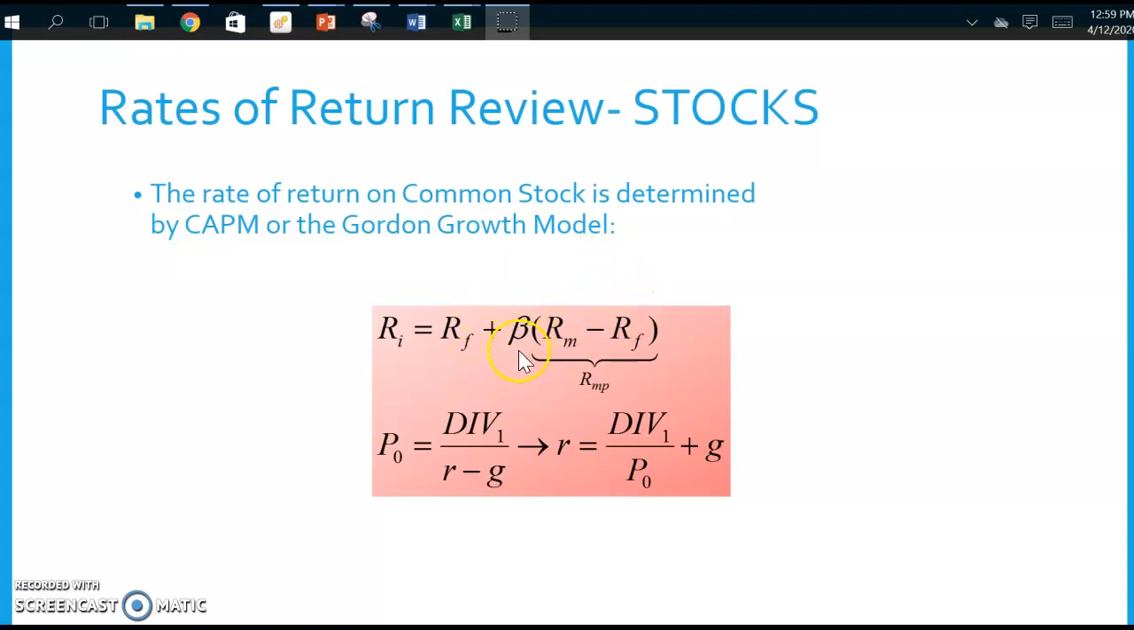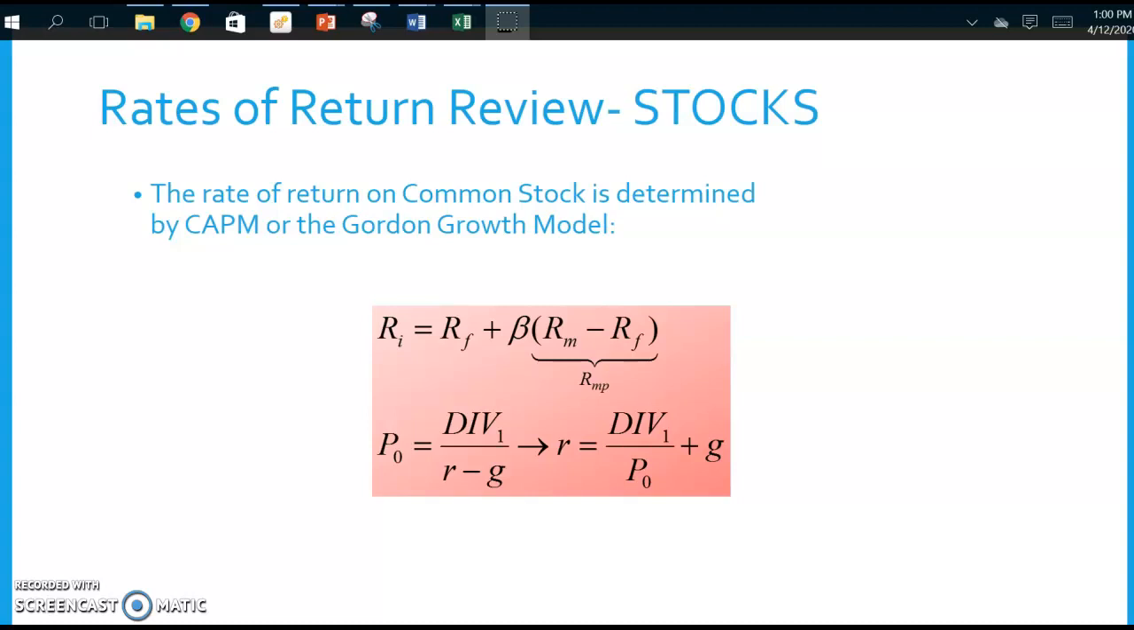The beta is the scaling factor for that market risk premium. So if the stock is more risky than the market as a whole, it has a beta greater than 1, and this bumps up the market risk premium. If it is less risky than the market as a whole, or underreacts to changes in the market as a whole, it has a beta less than 1. So that scales down the impact of the market risk premium.